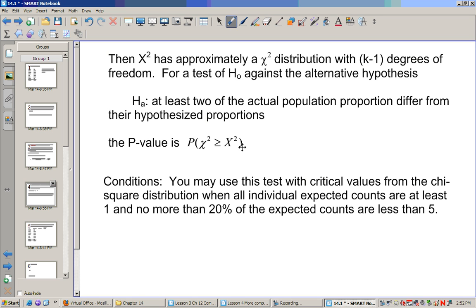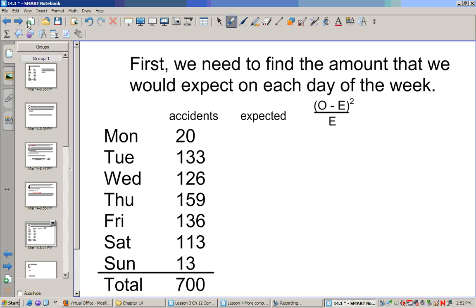Now our conditions for this are much different than our conditions have been so far. The data has to come from a random sample. And we also have to say that you may use this test with critical values of the chi-squared distribution when all individual expected counts are at least 1 and no more than 20% of the expected counts are less than 5. That'll make sense once we get into a problem. So first, let's figure out what this chi-squared business is all about.